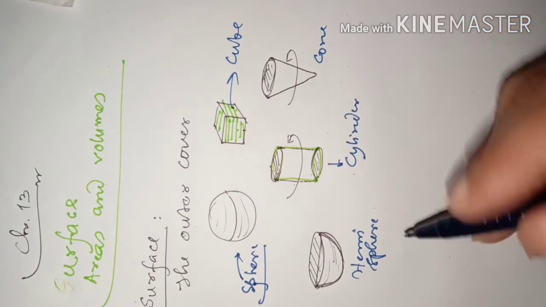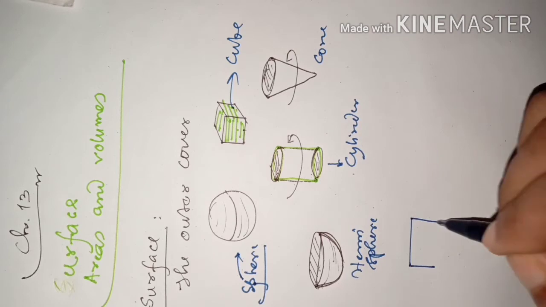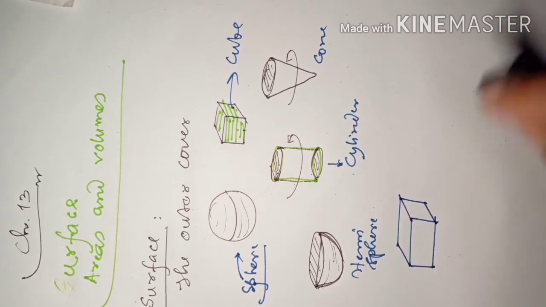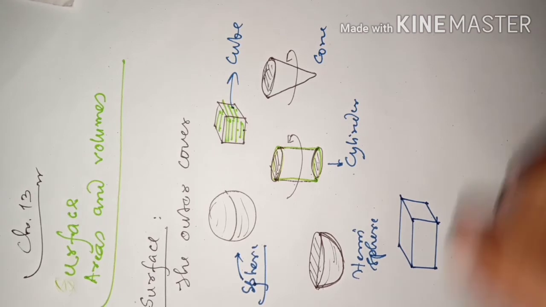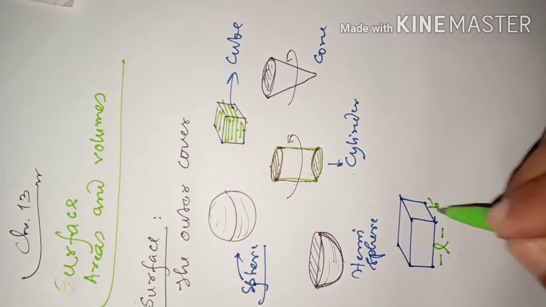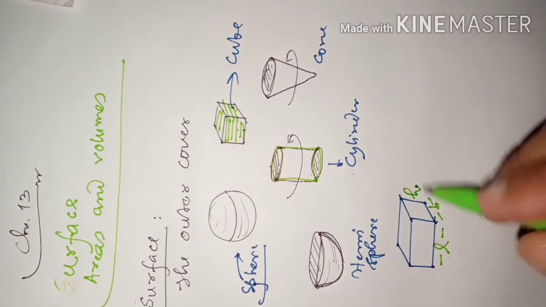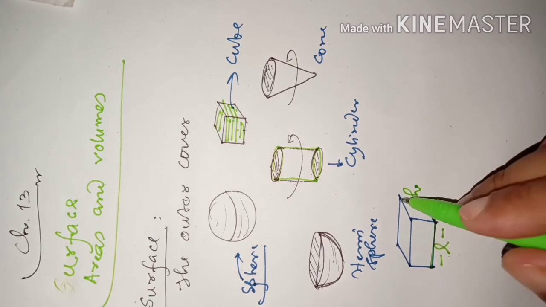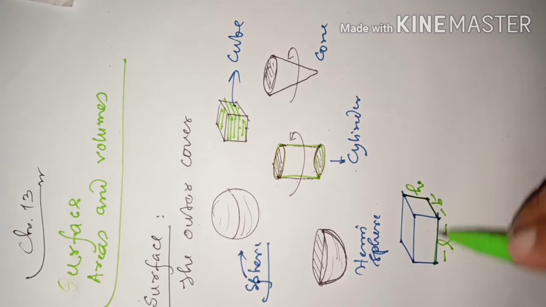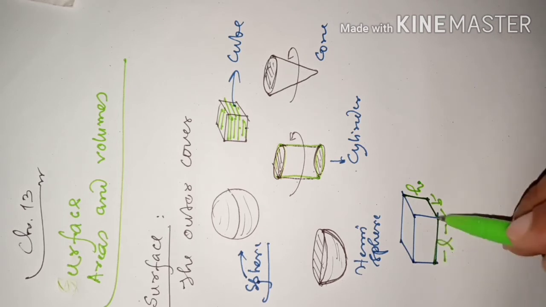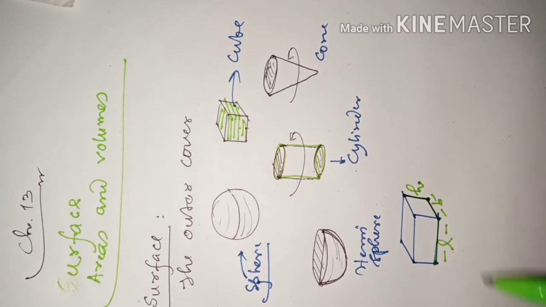A brick, say a brick, where opposite sides are equal. These are called dimensions of a brick. This is length, this is breadth, this is height. Dimension means the measures that you need, suppose you have to say the size of a brick, you'll have to say its length, breadth and height. So they are called dimensions.